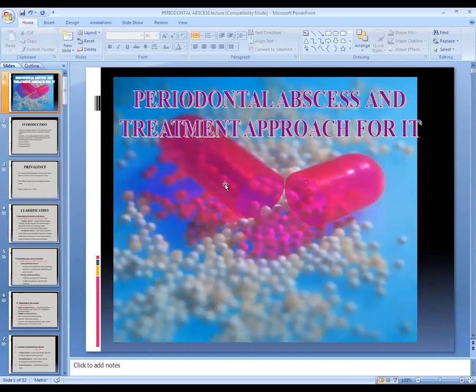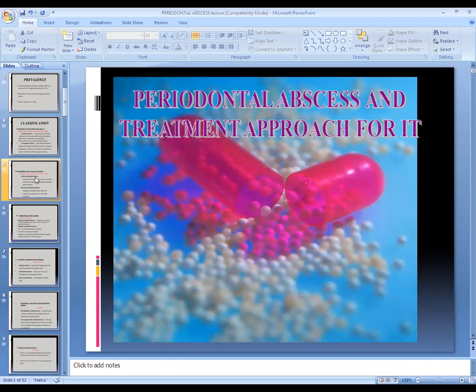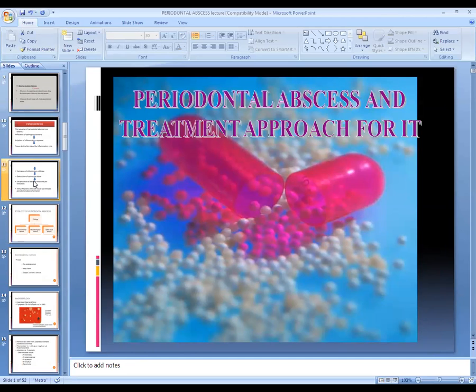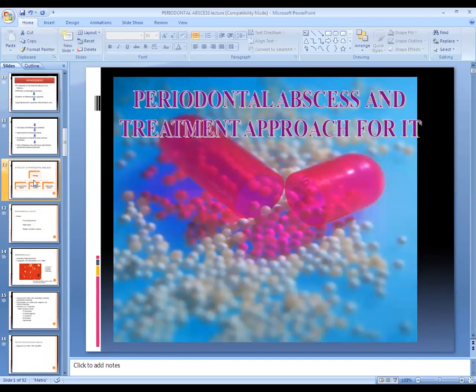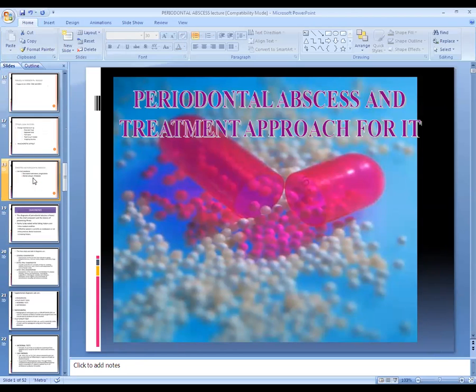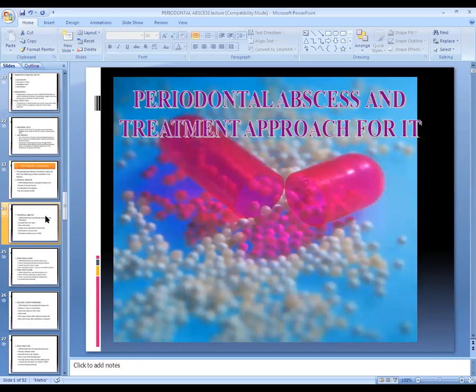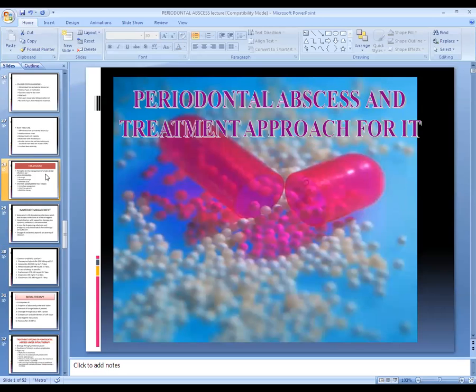Hello. This is a basic question that is mostly asked on the periodontal abscess. After asking a basic question, just write about the introduction, prevalence, classification of periodontal abscess, pathogenesis of the periodontal abscess, etiology of the periodontal abscess, how to diagnose the periodontal abscess, then differential diagnosis of periodontal abscess, and treatment in local regions and systemic features.